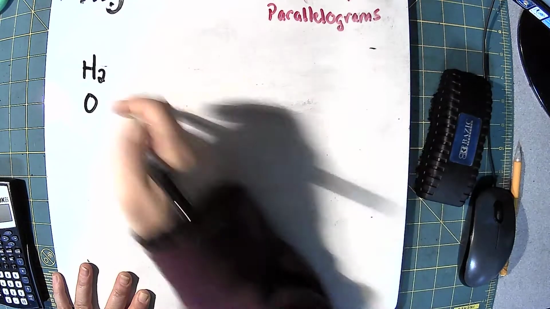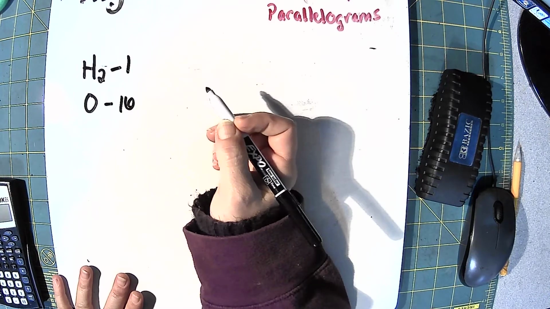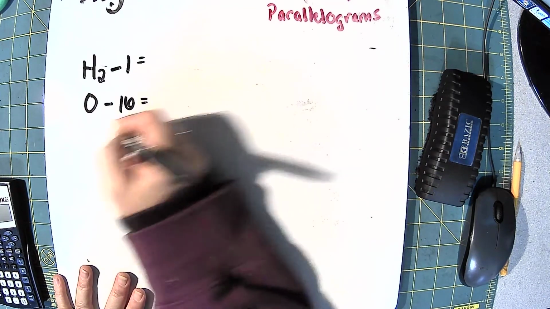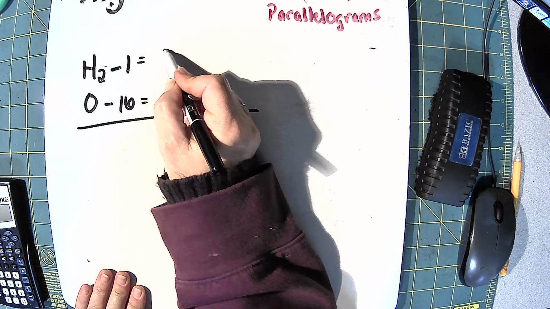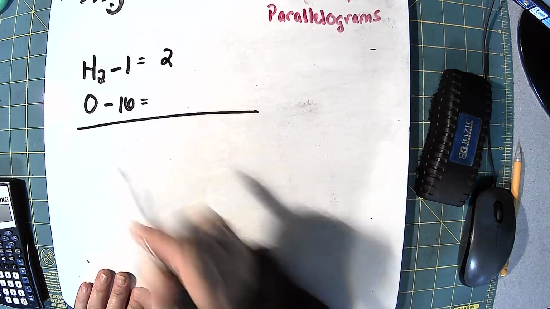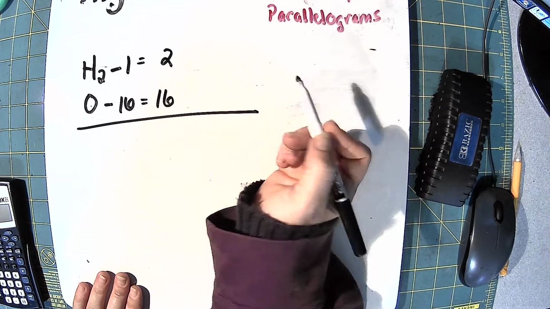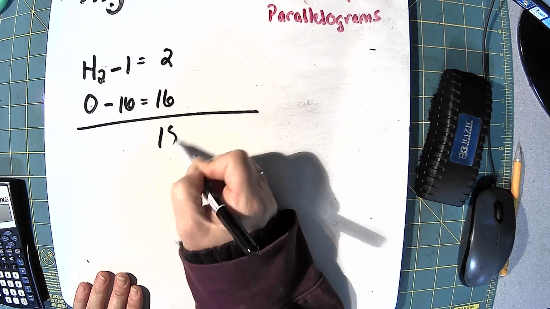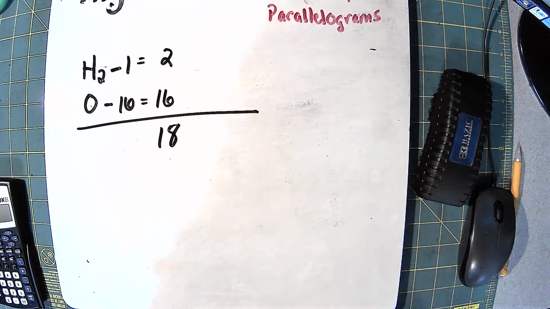So next to O, I'm going to write 16. And next to my H, I'm going to write 1. Now I have to multiply these out. So this is telling me I have 2 hydrogen molecules that weigh 1 each for a total of 2. I have 1 oxygen molecule that weighs 16, so that's a total weight of 16. So when I add that together, the total weight of 1 water molecule is going to be 18.